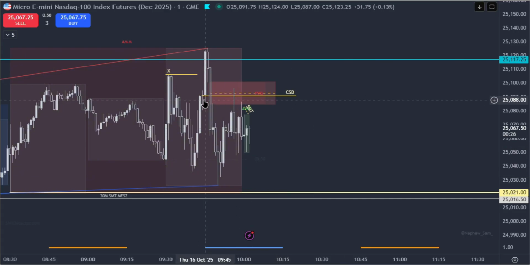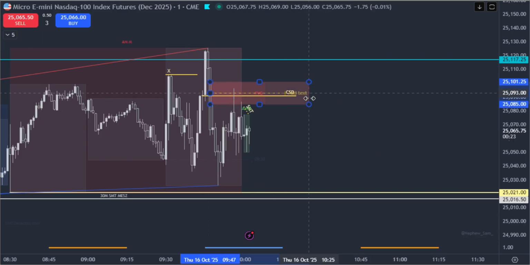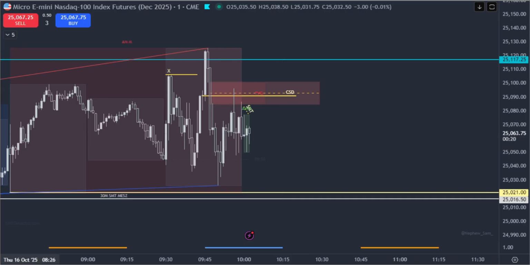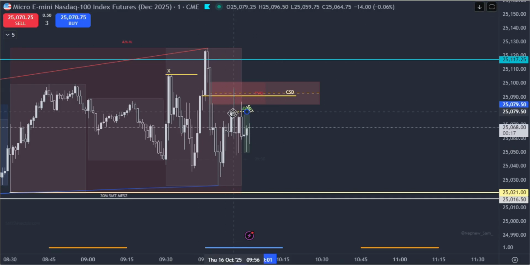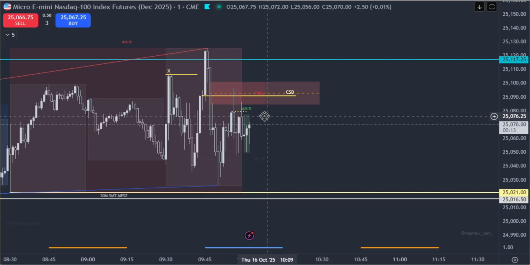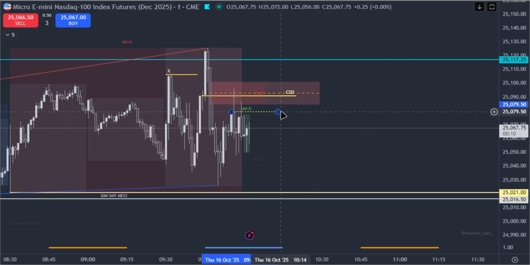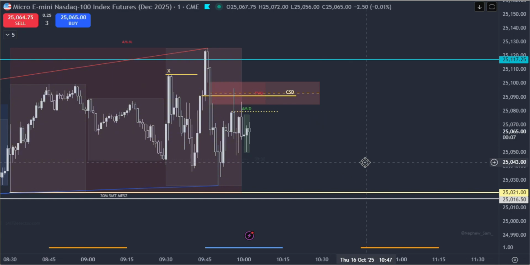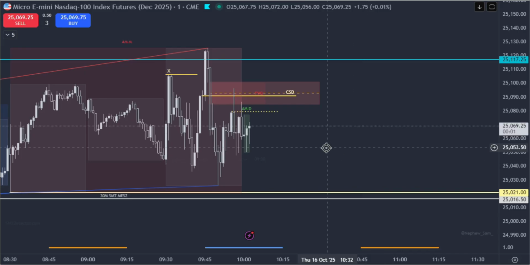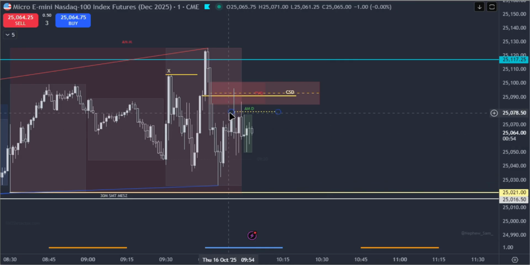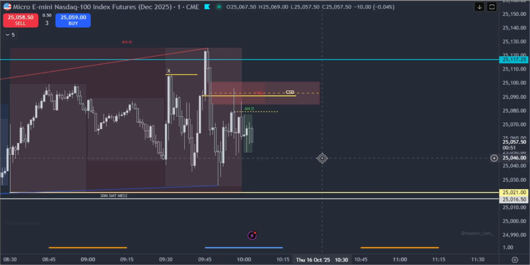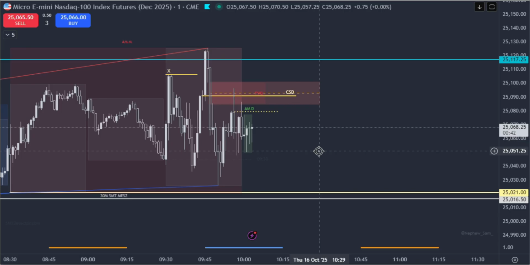So we're respecting the CSD here. We're respecting this fair value gap. We're respecting the high of this wick as well, right? These are all little things that I'm eyeballing. How are these candles closing? Wanting to see if we get one more manipulation up.